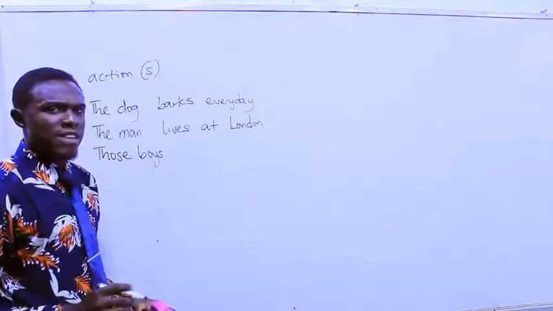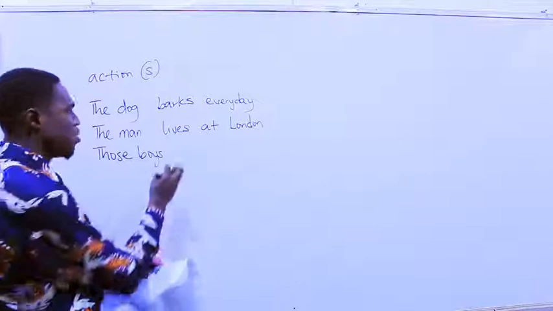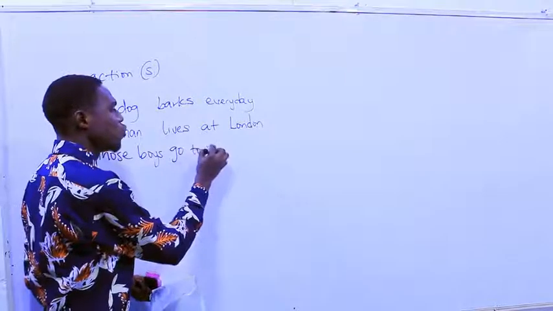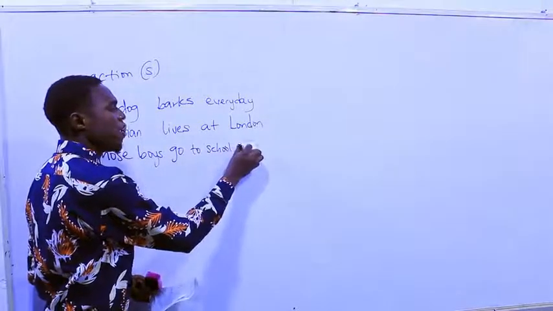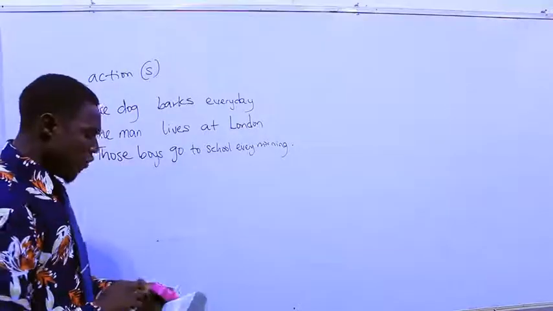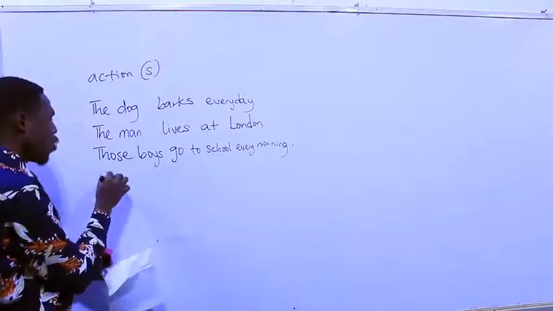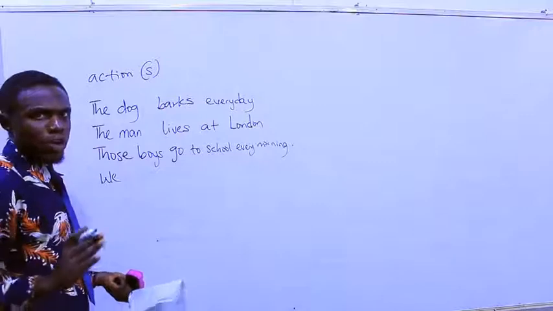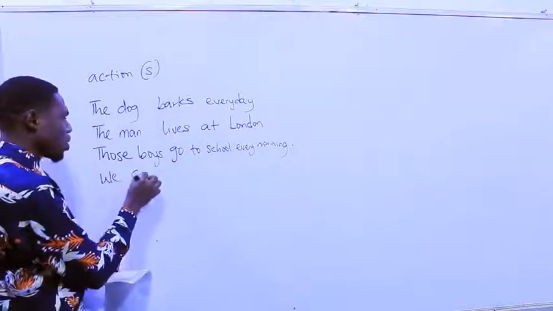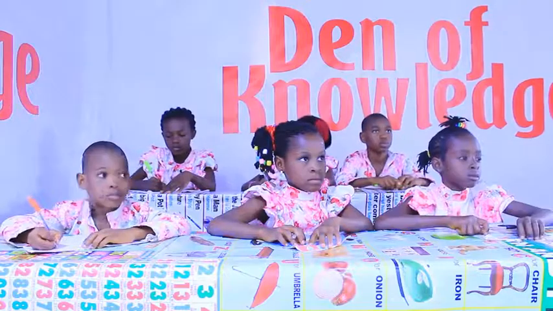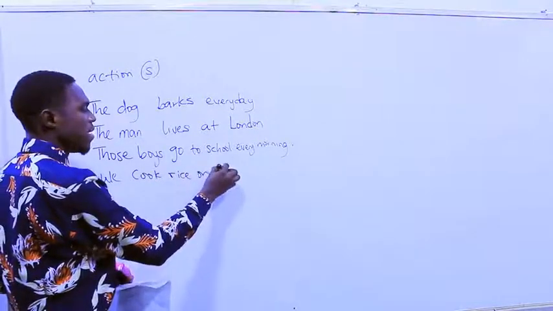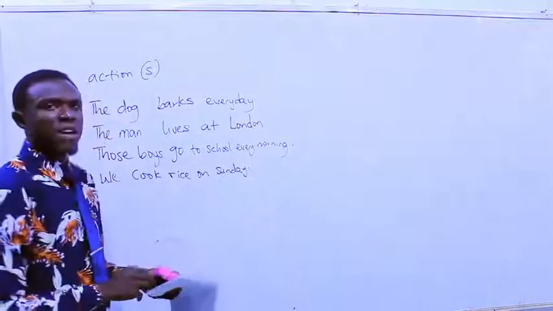Now we have those boys, which are plural. Since those boys are plural, we don't add anything to the action. So you say those boys go to school every morning. Lastly, we say we. Remember, we is plural because we is not one person. We is more than one. So you say we cook rice. You don't put s in this cook because you're talking about plural noun. We cook rice on Sunday.